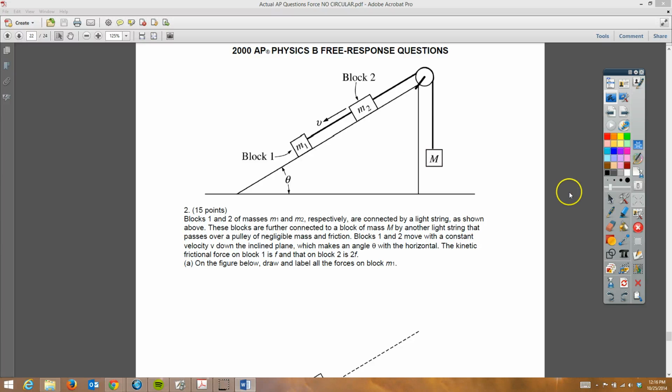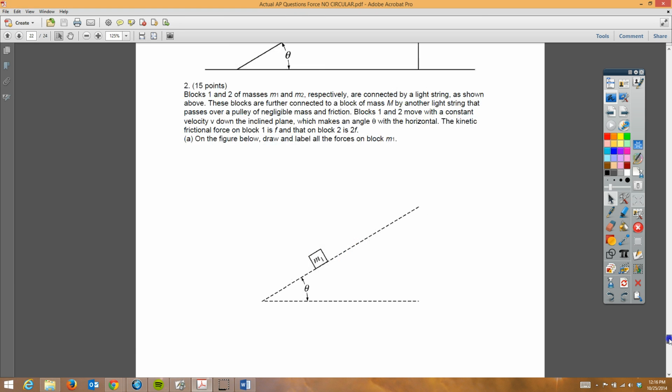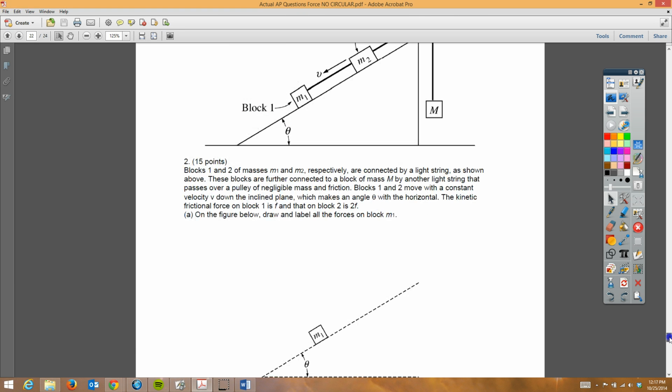All right, hey, this is Horner, and we're looking at 2000, number 2. You've got a couple blocks that are on an inclined plane. We notice that there is friction because it tells us that right here. And then it's getting pulled down by this bigger mass M. So the first thing that they want us to do is draw and label all the forces on block M1.